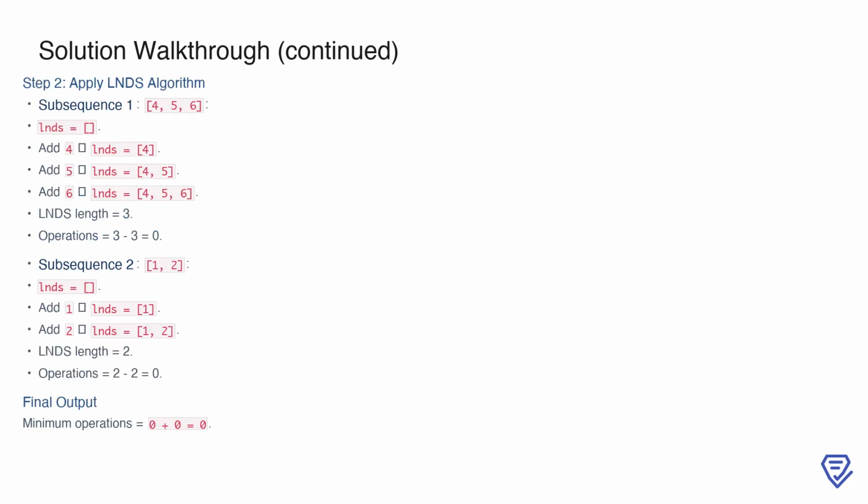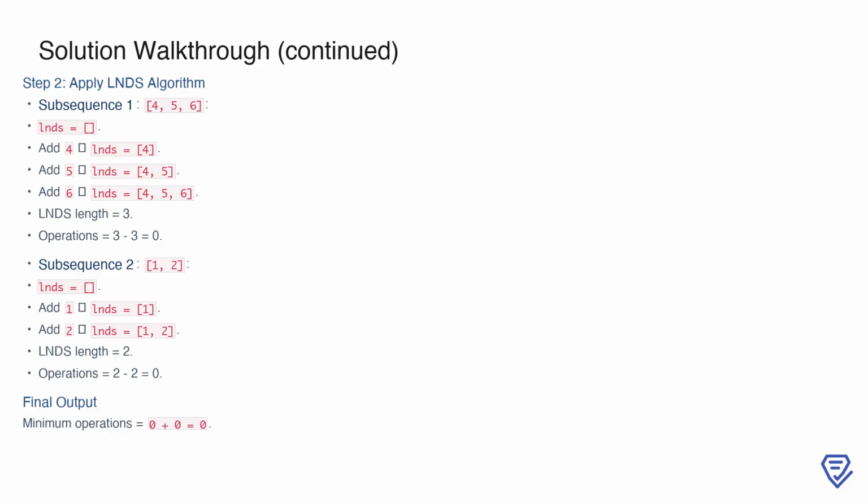For the first subsequence, 4, 5, 6, we apply the LNDS algorithm. Starting with an empty list, we add 4, then 5, and finally 6. The LNDS in this case is 4, 5, 6, which has a length of 3. Since the subsequence length and the LNDS length are the same, no operations are needed here.